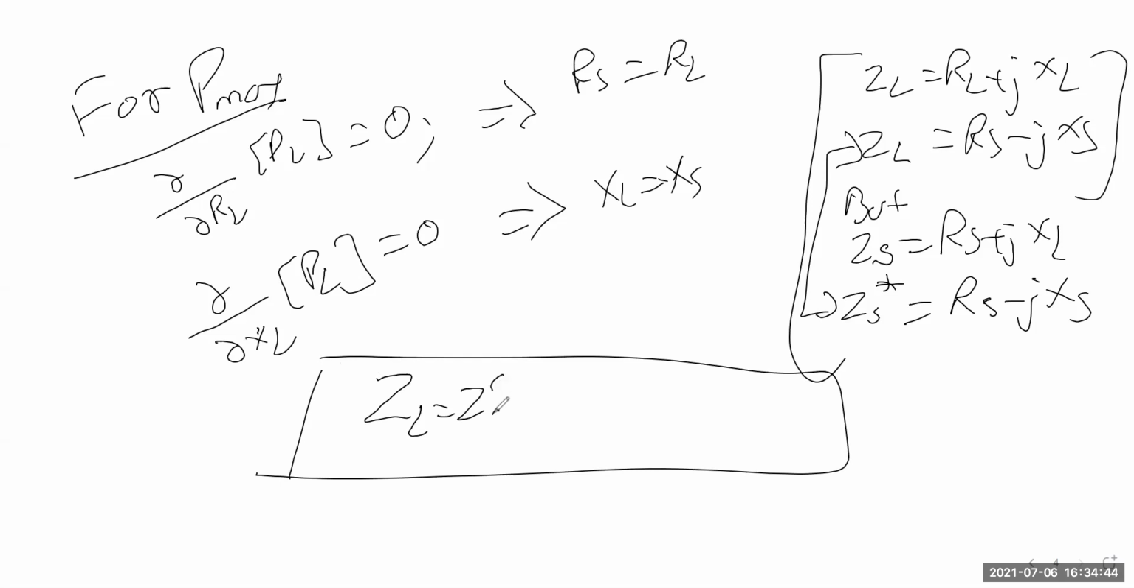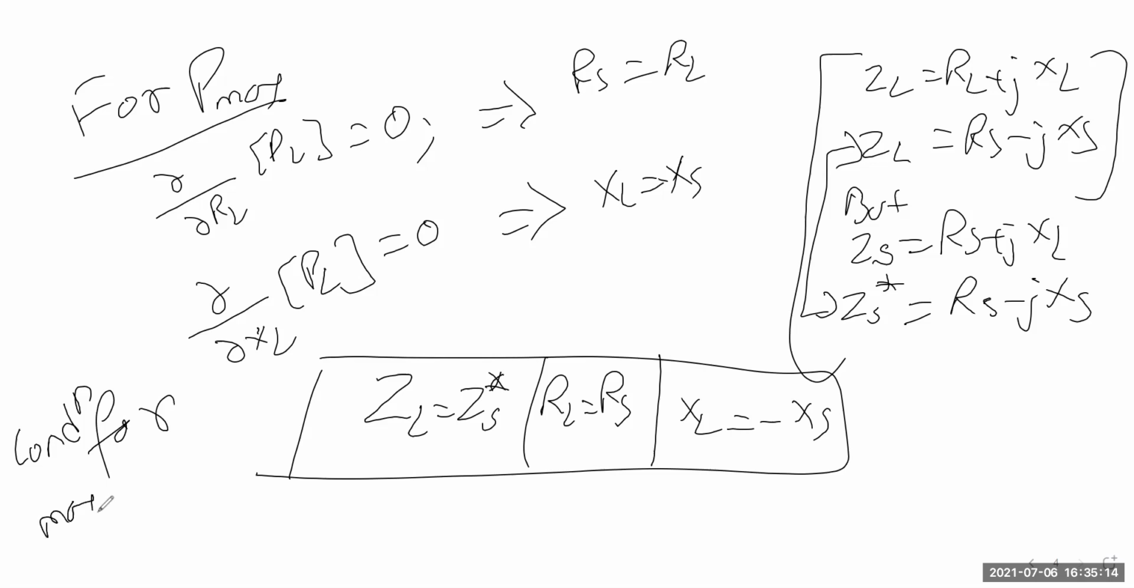ZL would be your ZS star, that is one segment. Your RL would be your RS, that is your second segment, and your XL would be minus of XS. Okay, so these are the three conditions for maximum power. We'll write: condition for maximum power transfer. Okay, this is the condition for the maximum power transfer.